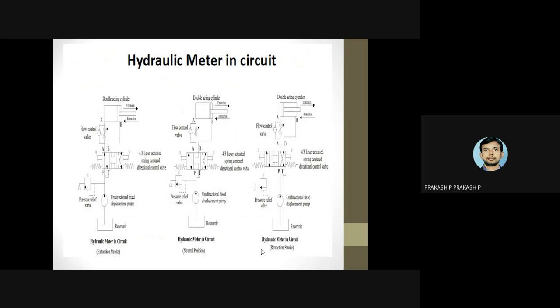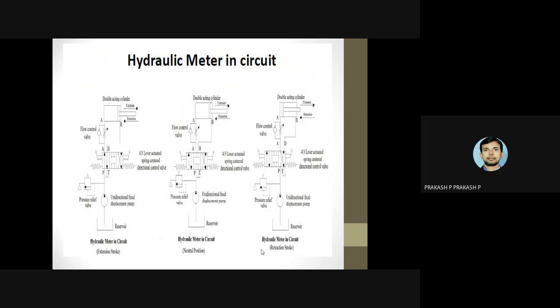There is a reservoir at the bottom, a unidirectional fixed displacement pump, a 4/3 lever-actuated spring-centered direction control valve, a flow control valve, and a double-acting cylinder. At the neutral position, the fluid flows from the reservoir to the pump, and from the pump to the pressure relief valve, and the oil is directly stored in the tank. So this is the hydraulic metering circuit at the neutral position.